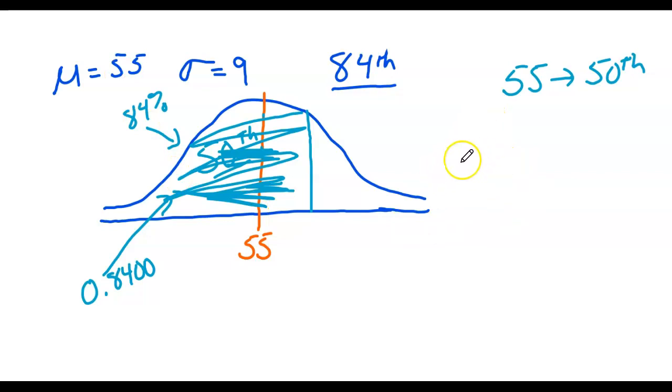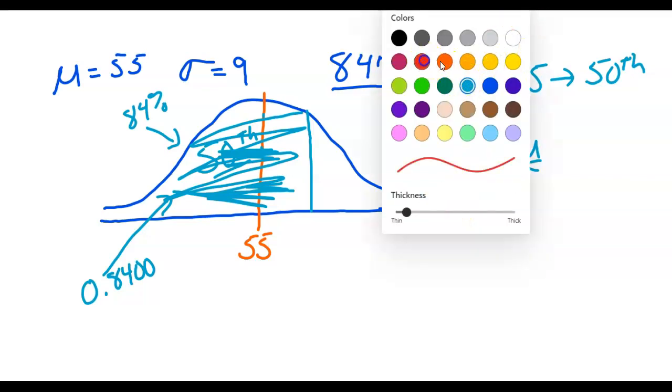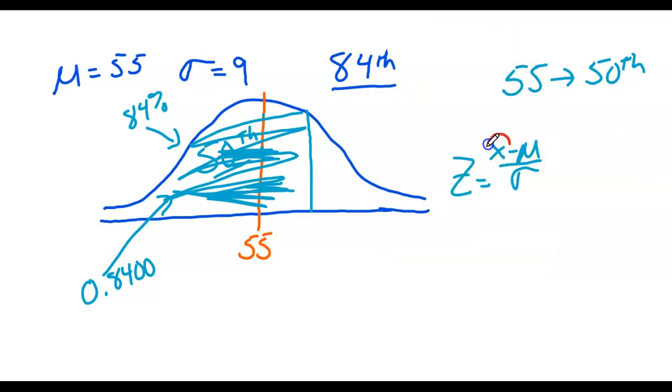Most of the time our z-score is written as our value minus our mean divided by our standard deviation. Well, in this case, we are actually looking for our value. So with a little bit of algebra, we rewrite this so that our value is equal to our z-score times our standard deviation plus our mean.